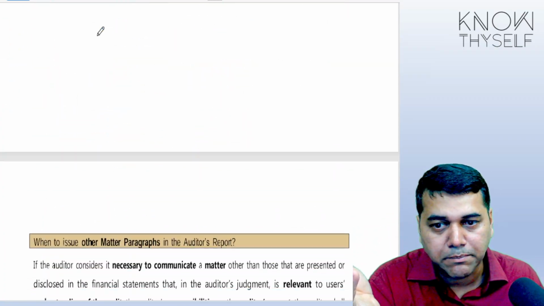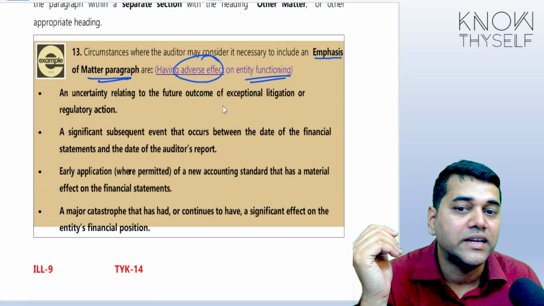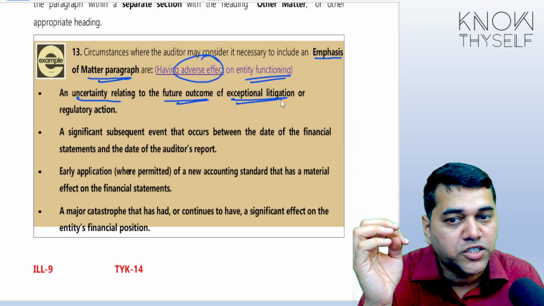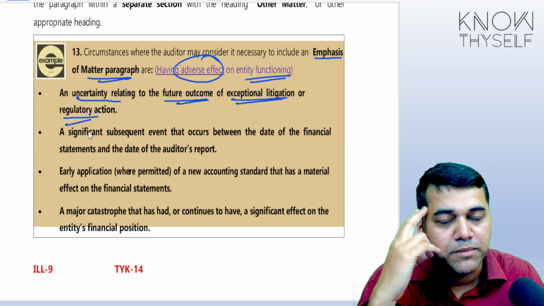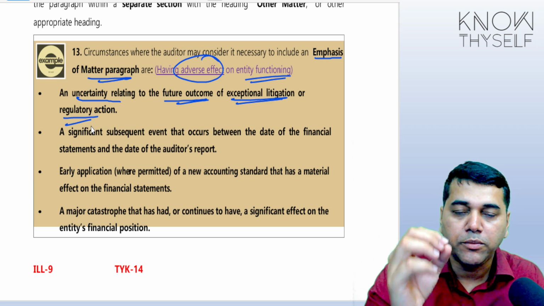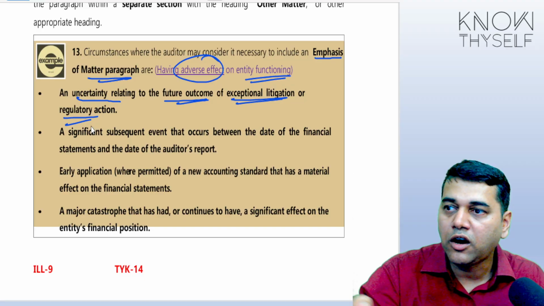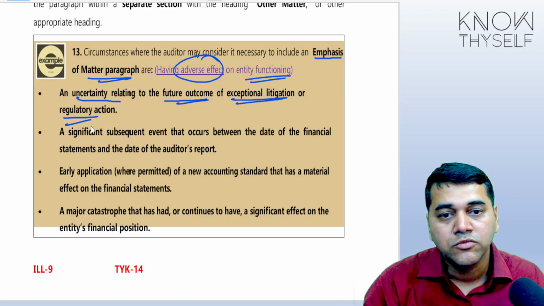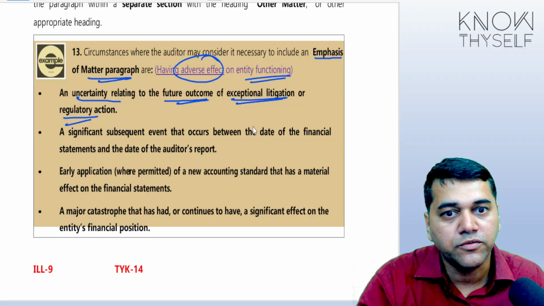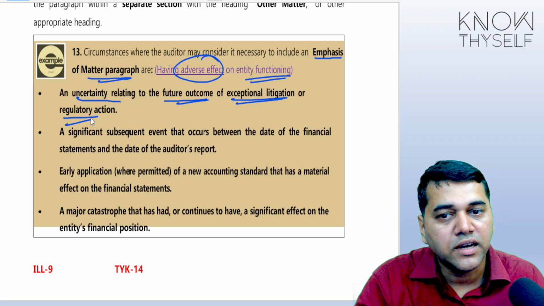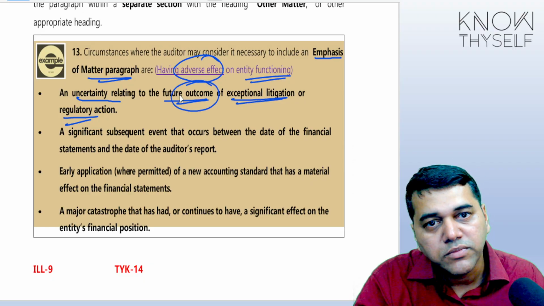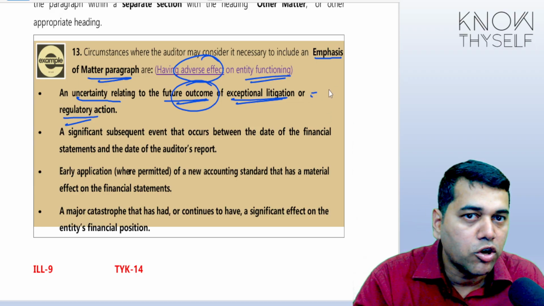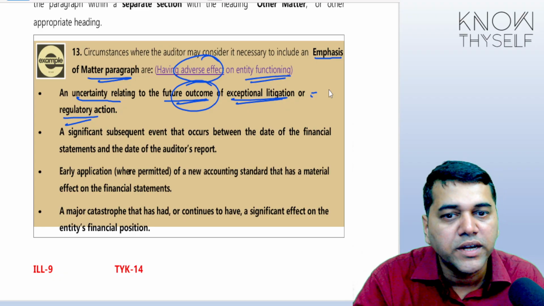Let us see some of the examples where functioning is adversely affected. An uncertainty relating to the future outcome of exceptional litigation or regulatory action. That means the Government of India Green Tribunal has sent you a letter: how did you send the sewage water to the sea for 8 years? You are polluting, we will close you. Baba, this is very fundamental. Is it an uncertainty about going concern? Okay, outcome, that means big fines and penalties can come. When the big fines and penalties are charged, will my production not halt? Because I don't have money now. I may not have raw material.